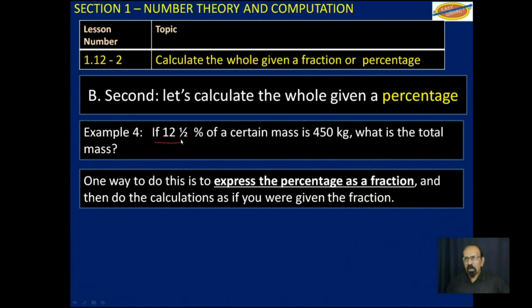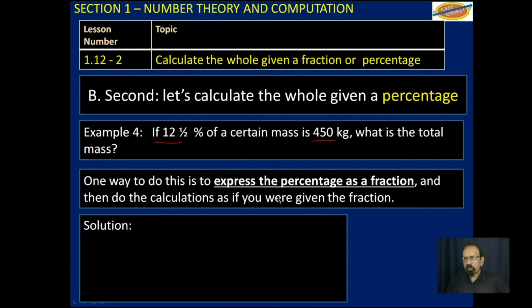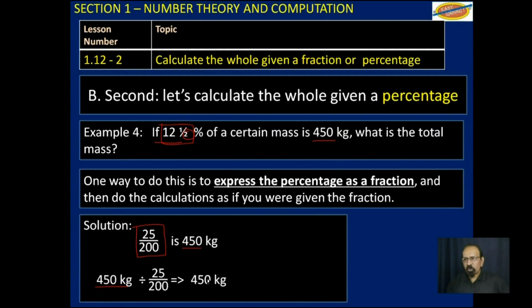12.5% of a certain mass is 450 kilograms. What is the total? So we will convert 12.5% to a fraction, and that will be 2 times 12, 24, and 1, 25 over 200. So 25 over 200 is 450 kilograms. So then 450 kilograms divided by 25 over 200, which gives us 450 multiplied by the inverse of that, which would be 200 over 25, which would give us this.